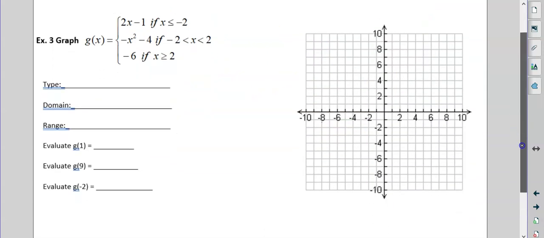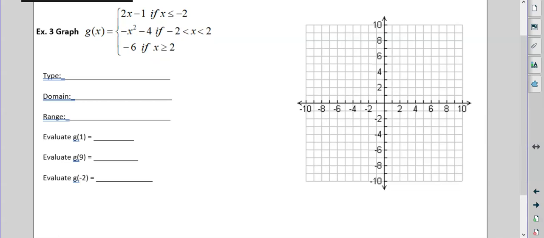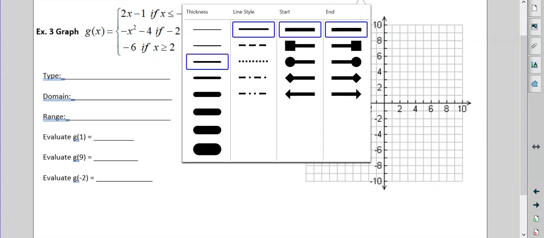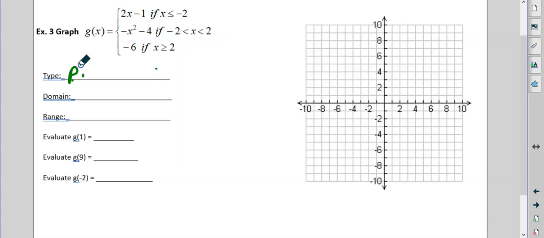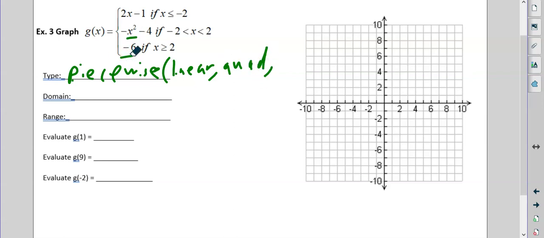All right, number 3. What do we got going on here? All right, so we have 3 things going on here. So obviously this is piecewise. But what makes it up? Well, we have a linear 2x minus 1. We have x squared, so that makes it quadratic. And then we have y equals -6. We call this a constant because there is no variable, it's just a number. Those are our 3 parts.